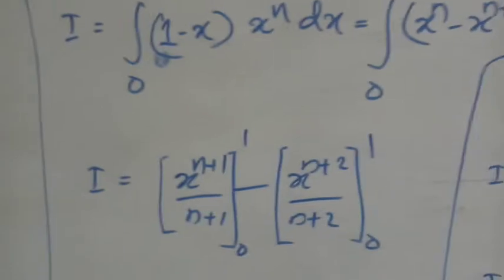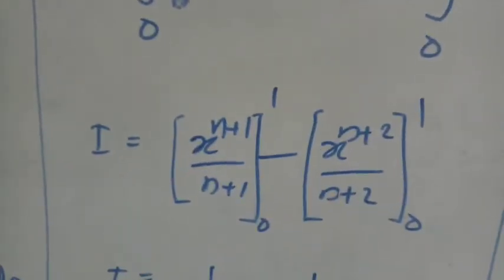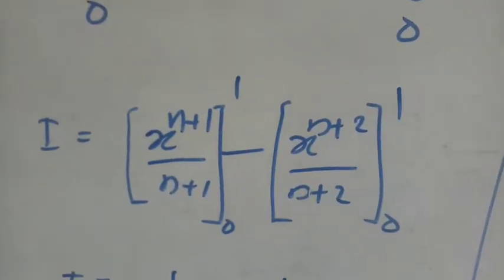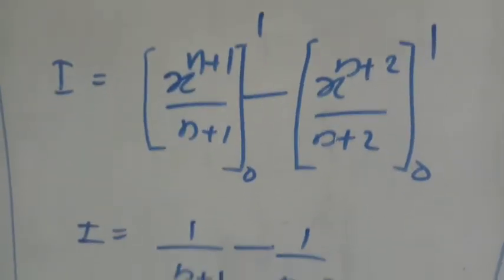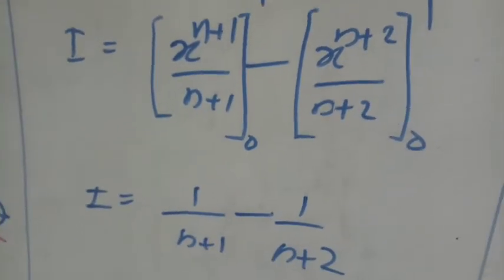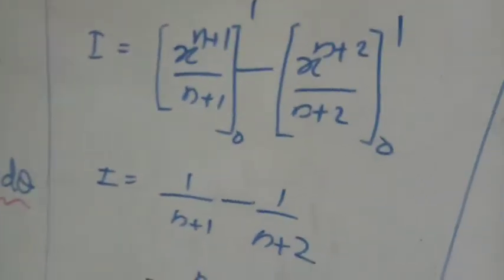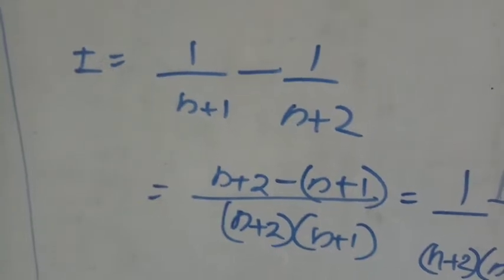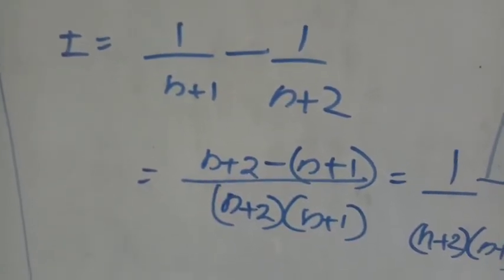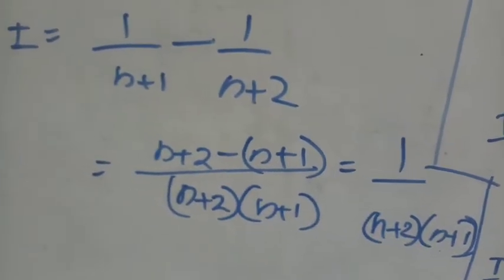What is the integral of x raised to n? X raised to n plus 1 by n plus 1. The second one is x raised to n plus 2 by n plus 2. Put upper limit 1 and lower limit 0. The lower limit is not needed because x will be 0 in that case. So the answer is 1 by n plus 1 minus 1 by n plus 2. Take LCM, you will get 1 by (n plus 2) into (n plus 1).